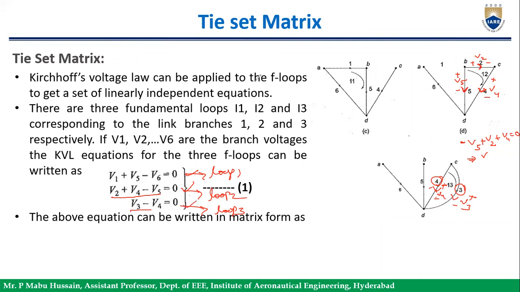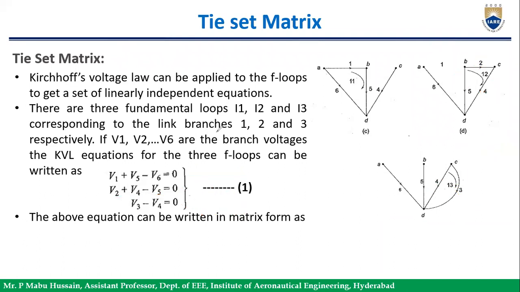So for each loop, you will get one equation. As you have three loops, you get three equations here. So by applying the KVL in each fundamental loop, you get one equation in each loop. So in total there are three links. When you add each link, you will get one loop. As there are three links, there will be three loops. As there are three loops, it forms three independent equations.